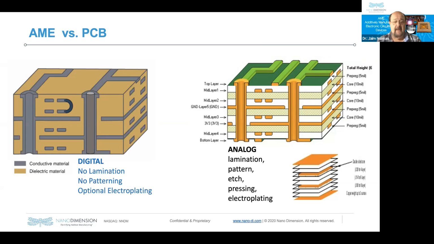In some cases, some electroplating is done to make it more compatible with different environments, such as the human body, blood, and so on, where the traditional traces of silver or even copper would not be compatible. So that's the situation with respect to the clear difference between the AME and the PCB technology.